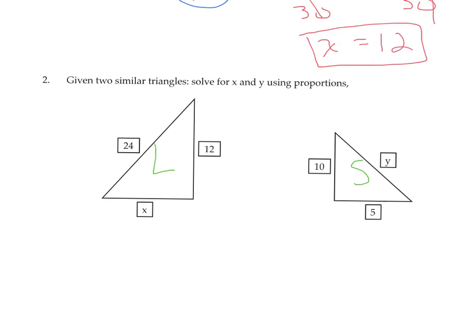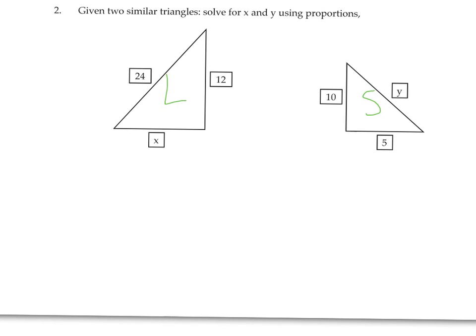The 24 is actually corresponding to the y. The 12 is corresponding to the 10 because they're both in the same position. And the x corresponds to the 5. So what are we solving for here? Solve for x and y using proportions. Okay, so we're going to have to do this twice.